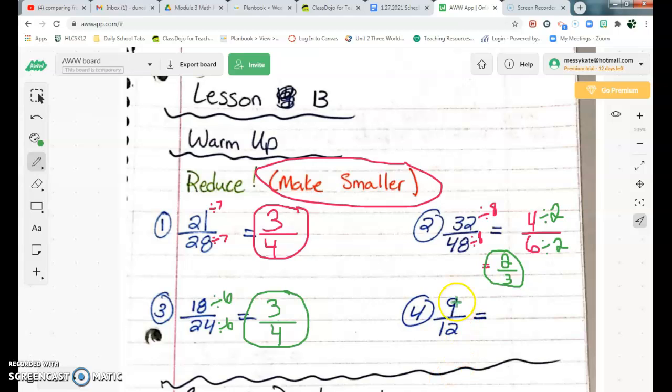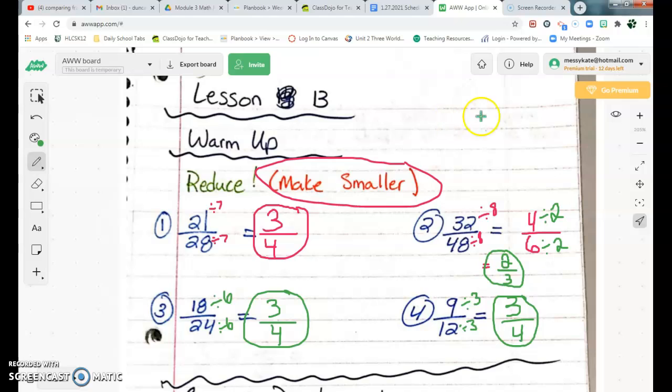Okay. Last one over here, 9/12. I know 3 can go into 9 and 3 can go into 12. So I'm going to take each one of these numbers and divide it by 3. 9 divided by 3 is 3. 12 divided by 3 is going to get me 4. My final answer there is 3/4.